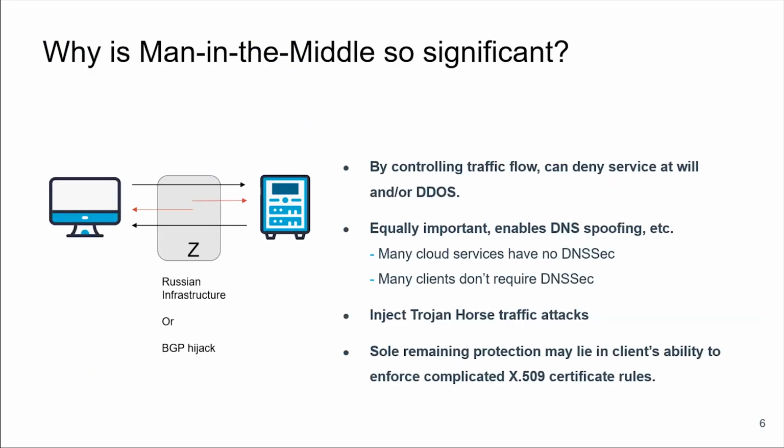Why is this man in the middle for the traffic being taken back through Moscow? Why is it so significant? Well, if the traffic is going through Russian infrastructure, shown here with the Z, or a similar method with BGP hijacking, the man in the middle is free to inject new traffic, shown here as the arrows coming out of the Russian infrastructure. So you can inject traffic that looks like it's coming from the good guys. It's also free to meddle with the traffic that's passing through. DDoS attacks, lots of possibilities here.